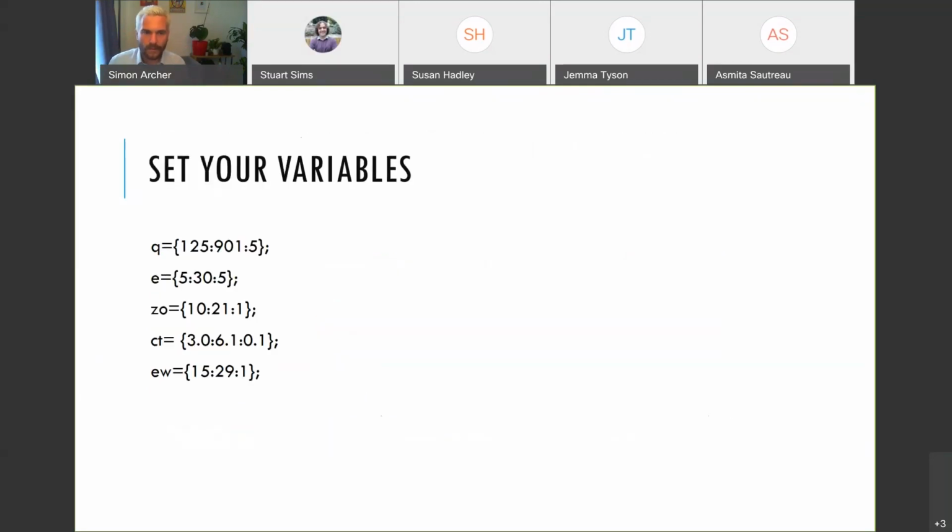So here you can see now I've increased my variables. I've got my Q and my E from the very beginning, but this time I've added in ZO, CT, and EW. So other variables, and if we look at the CT, we can see that I've put decimal places in this one. I've gone, well, the CT needs to vary between 3 and 6.1 at integers of 0.1.